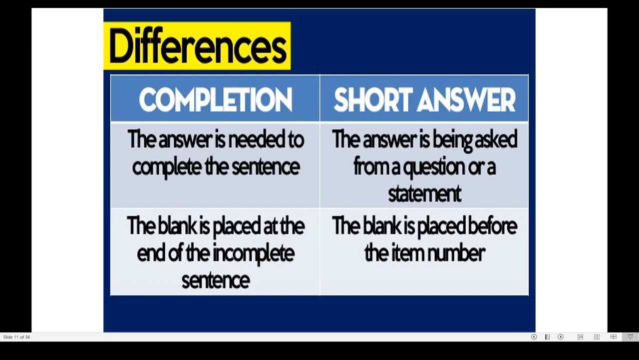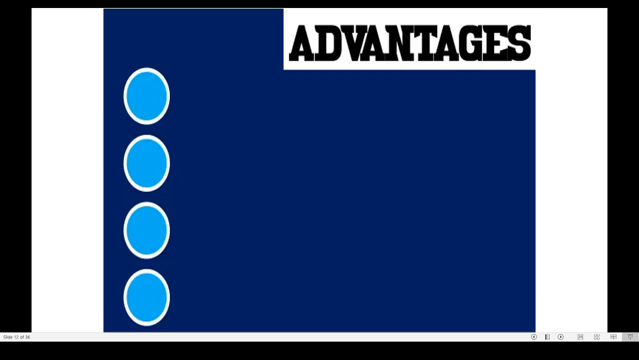Now for short answer, hindi ibig sabihin na nasa unahan yung blank. Ang sinasabi ng short answer, yung blank ay nandun sa before the statement, before the sentence. So for example, blank tapos number one, it is the national flower of the Philippines. That's why you have to put your answer on the blank provided before the number. So it's not in the sentence. Okay, it's not in the sentence. So yun yung kaibahan ng completion tsaka short answer.